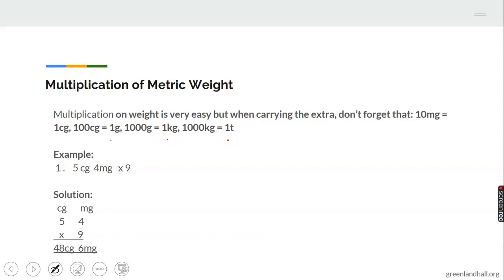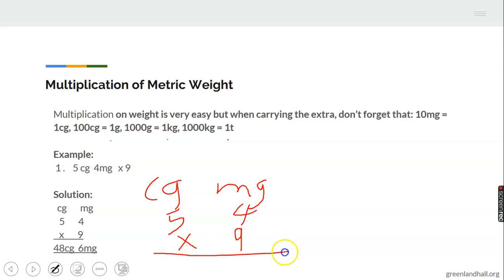Now, let's look at this example. 5 cg 4 mg times 9. What is the first thing you're going to do? Write your cg and mg up. Then you write your 5 and your 4. And then you write your 9 there, and your multiplication symbol. Then you underline it.